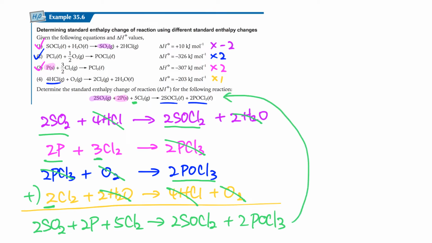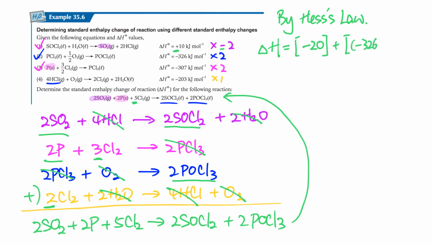Okay, so what we're going to do, we have to be by Hess's law. Delta H equals to positive, have to change to negative. So the first one will be -20, plus you have negative 326 times 2, plus negative 307 times 2.